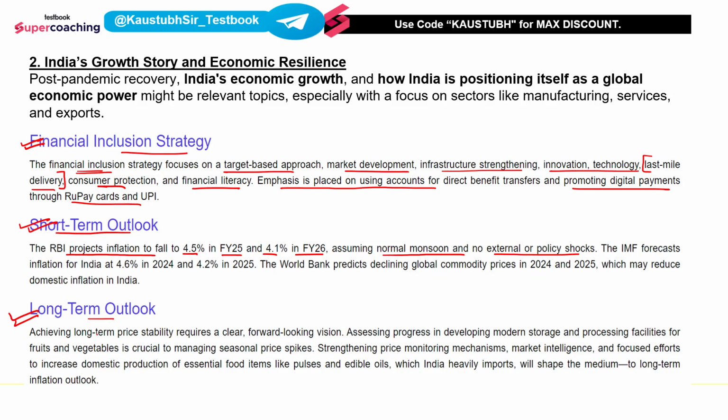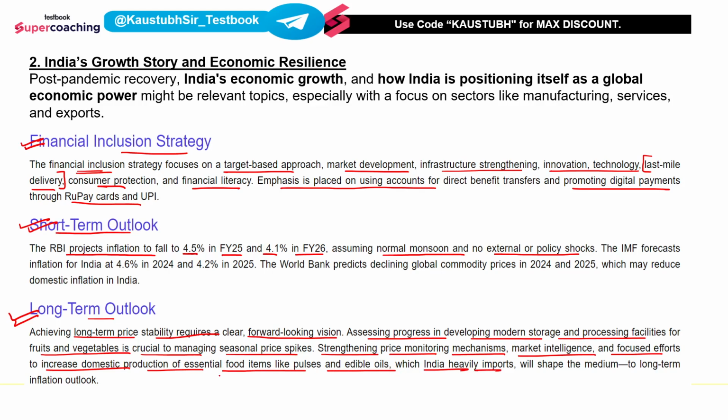And the long-term outlook, achieving long-term price stability requires clear forward-looking vision, assessing process in developing modern storage and processing facilities for fruits and vegetables, crucial in managing seasonal price hikes, right? Strengthening price monitoring mechanisms, market intelligence, and focused efforts to increase domestic production of essential food items like pulses and edible oils, which India heavily imports.